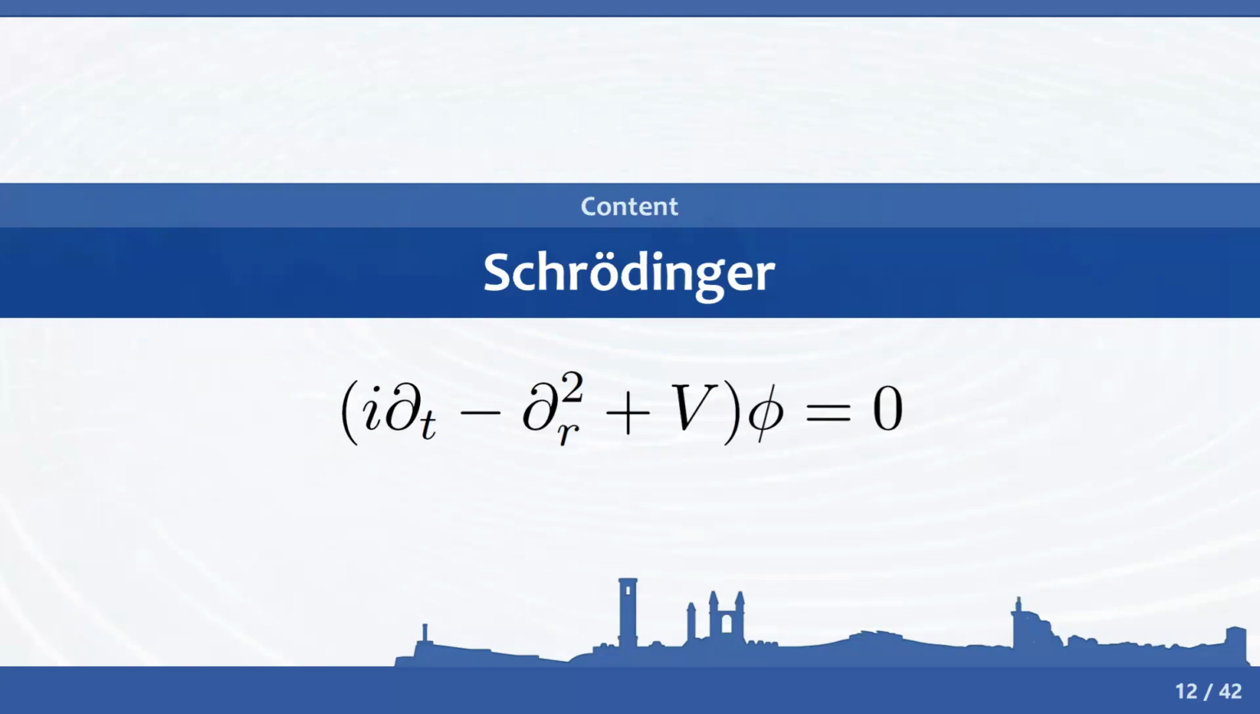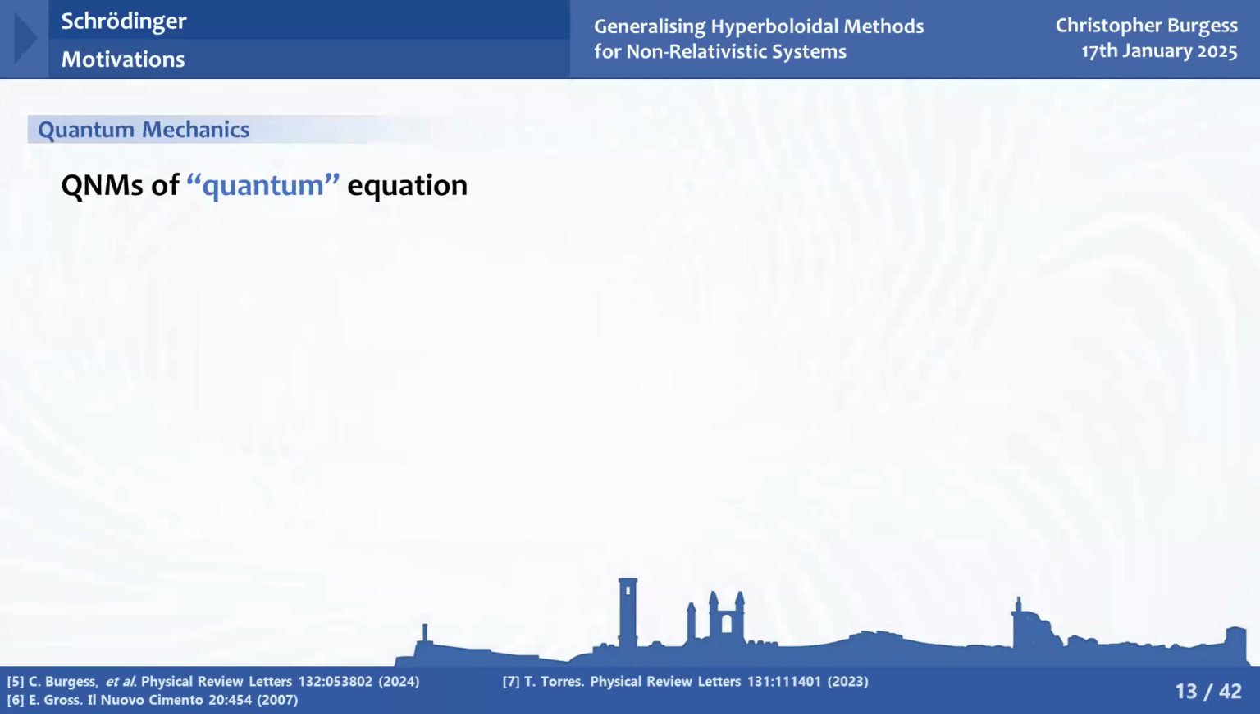I'm now going to start talking about how things go in the case of the Schrödinger equation. The headline is that things go very, very wrong very, very quickly, but we can fix it up. That's the idea. So, motivations first. Why are we interested in this?